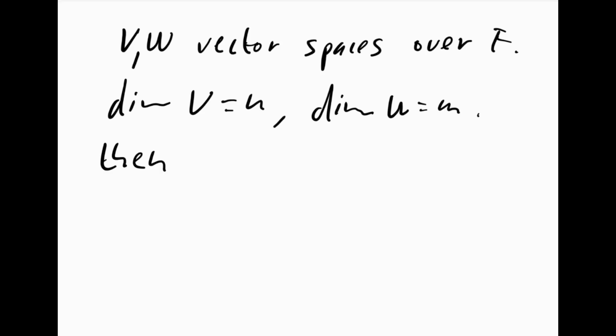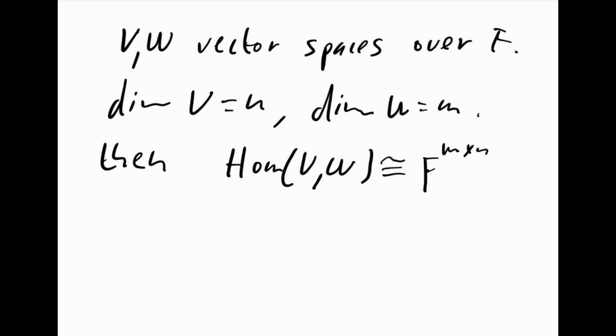Then we have that Hom(V, W), which basically is the set of all linear maps from V to W with the usual operations, is isomorphic, so this symbol, to F to the m by n, so all matrices m by n over some field F. All right, so this is a very interesting theorem, right?